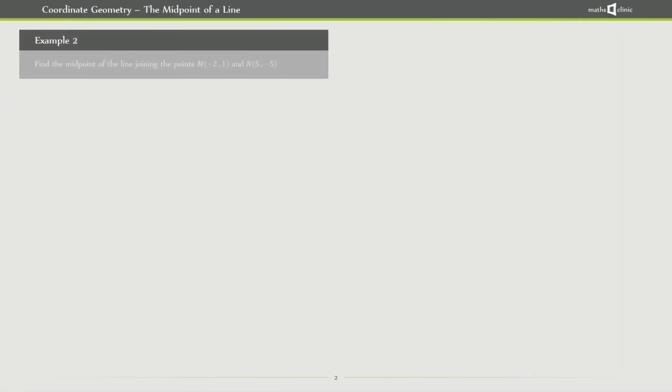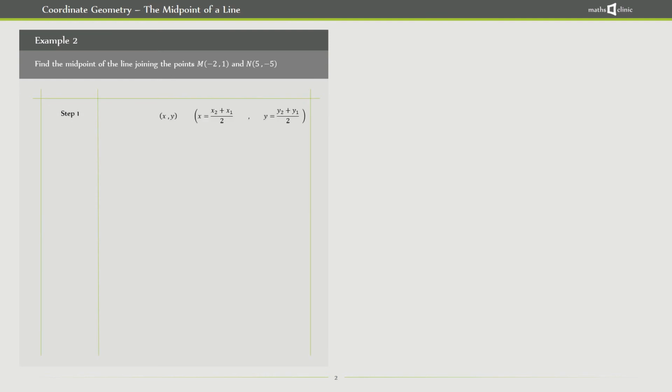So example 2 says find the midpoint of the line joining the points M minus 2 comma 1 and N 5 comma minus 5. Okay, so how are we going to approach this? We have step 1, we identify a relevant formula, and that is our relevant formula. And then step 2, parameters. Our x2 in this case is 5, our x1 is minus 2, our y2 is minus 5, and our y1 is 1. Then we put all of that information into our formula and we have that.